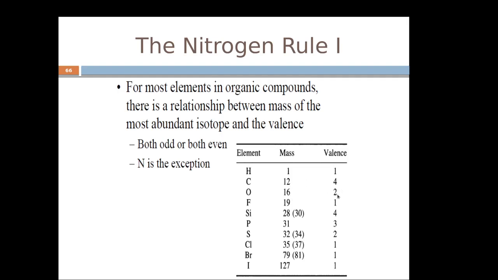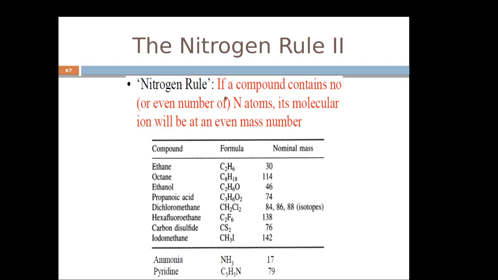So there is this typical correlation, except for nitrogen. Nitrogen has got a mass of 14, which is an even value, but a valency of 3, which is an odd value. So there is an exceptional rule for nitrogen here. The nitrogen rule says that if a compound contains no nitrogen or an even number of nitrogen atoms, the molecular ionic species formed from this compound will have an even mass number. So this is nitrogen rule number 2.